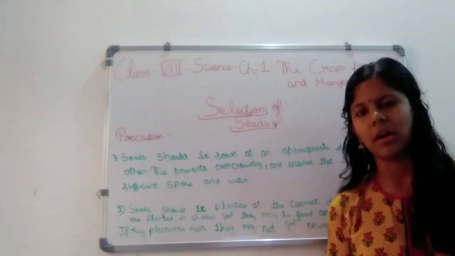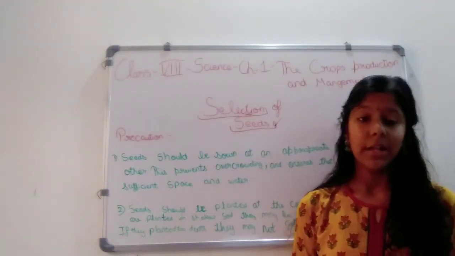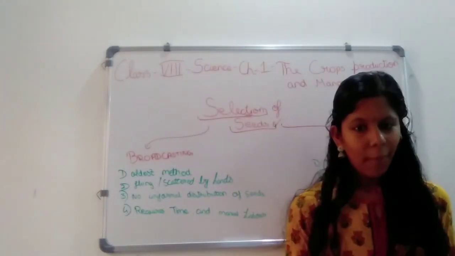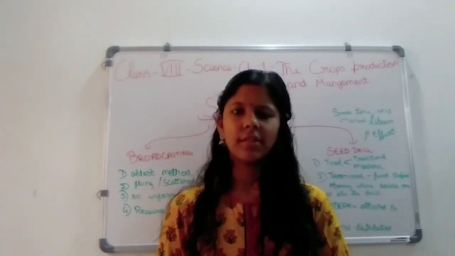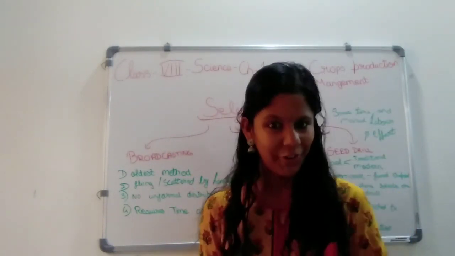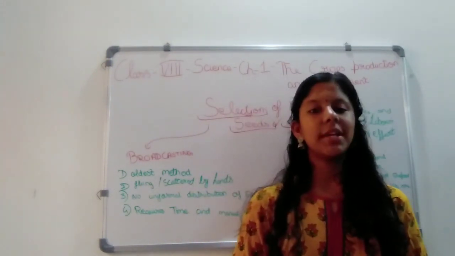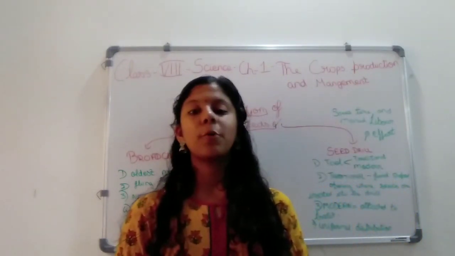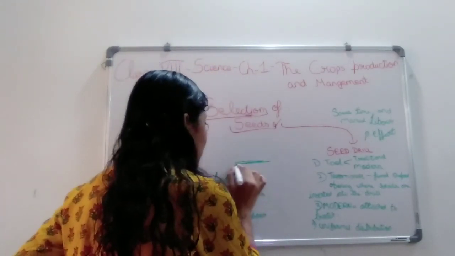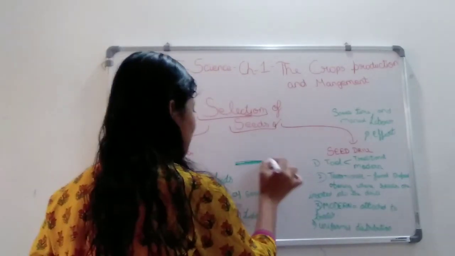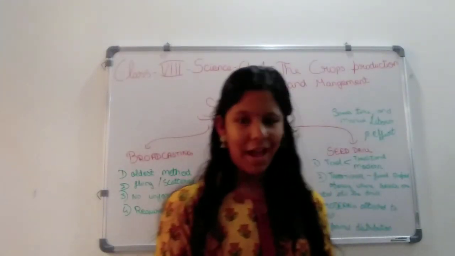So for this also we have some machines that we are going to see right now. So our next topic is tools to sow the seeds. We have just now studied the two precautions. These are the main precautions. Let's recap them. The first precaution is that you should sow the seeds at an appropriate distance, like this. There should be an appropriate distance between two. Social distancing. Yes, there should be social distancing in plants also.